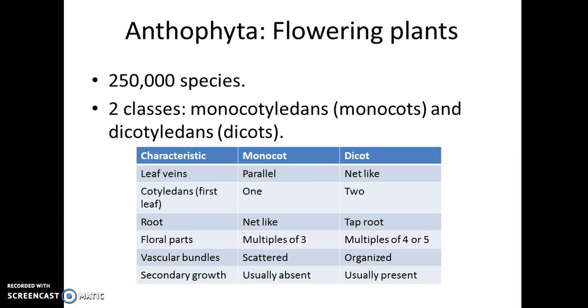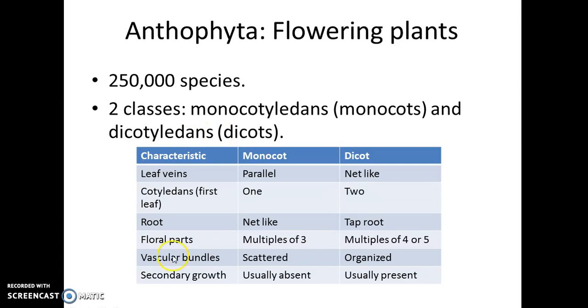Now, Anthophyta, they are flowering plants. Now, there are 250,000 species of flowering plants, and there are 2 classes. So we have the phyla Anthophyta, class monocotyledons, which are known as monocots, or class dicotyledons, which are known as dicots. What is the difference between monocot and dicot?